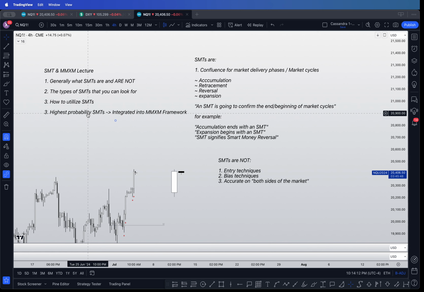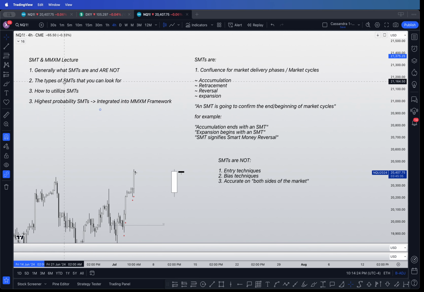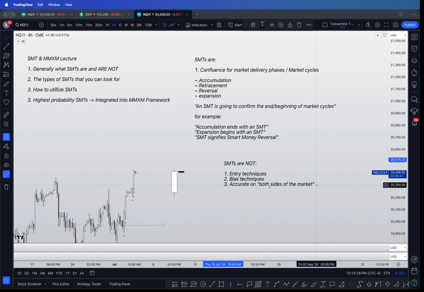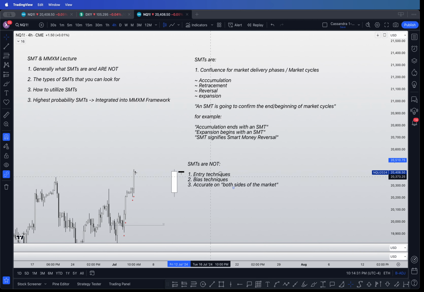An SMT is a higher low on one index and a lower low on the other. It is that as a pattern, but without a narrative for why price is diverging, right? It doesn't mean anything. It's just a pattern in price. And as you know, those will never actually do well for you. Okay, so these are what SMTs are and what SMTs are not.